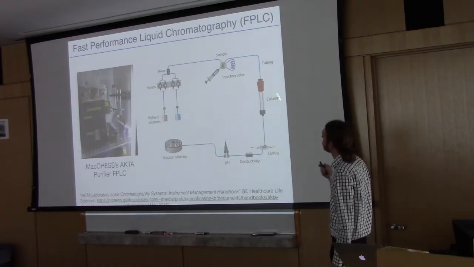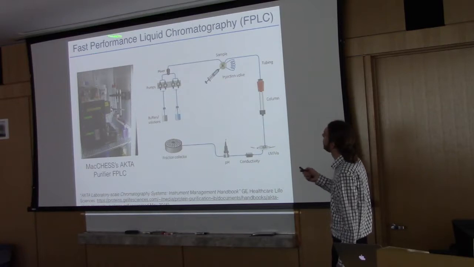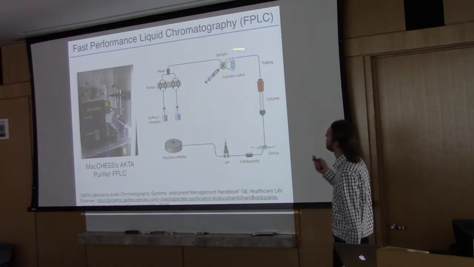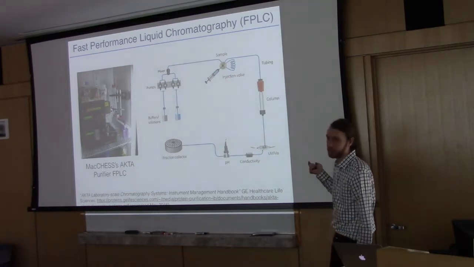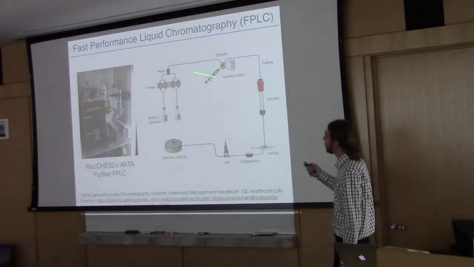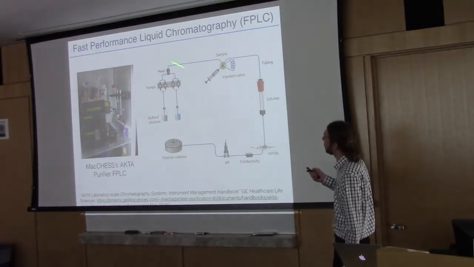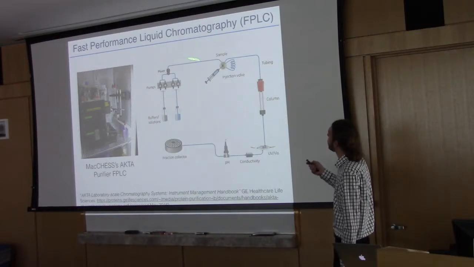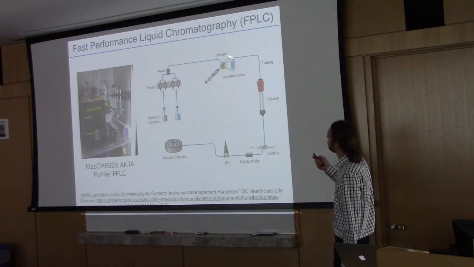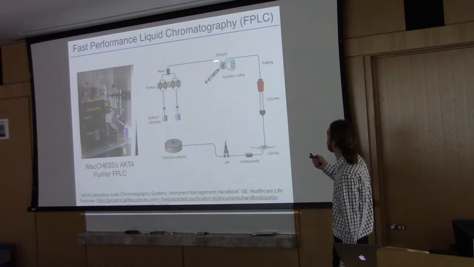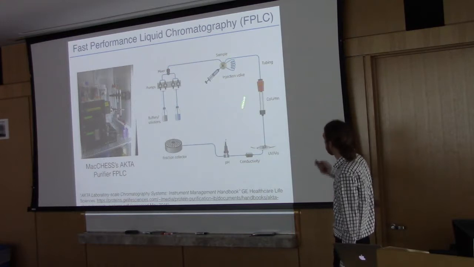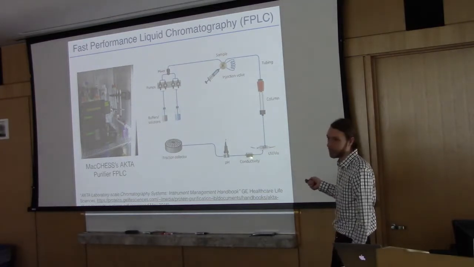The typical way you would set something like this up is, for example, using a fast performance liquid chromatography machine. This is basically a way of automating this whole process. So you have pumps, you have an injection valve, which allows you to store your sample temporarily in this loop of tubing, so that when you're ready to inject it on the column, it can just push through the tubing onto the column.